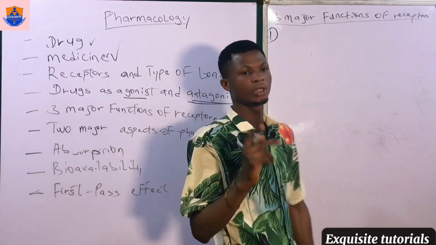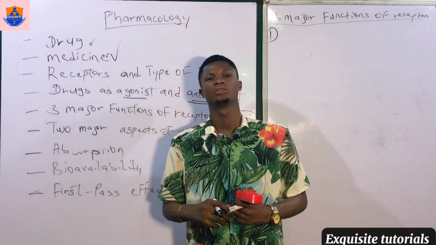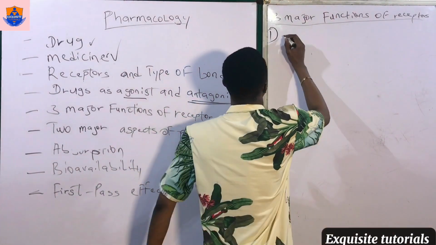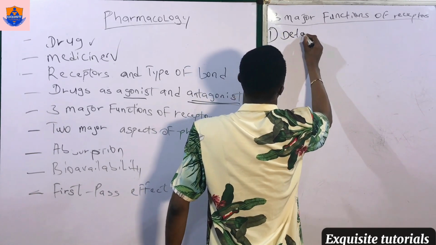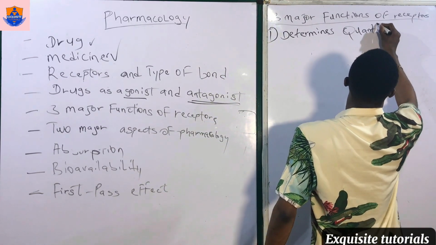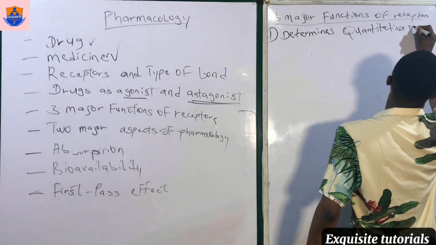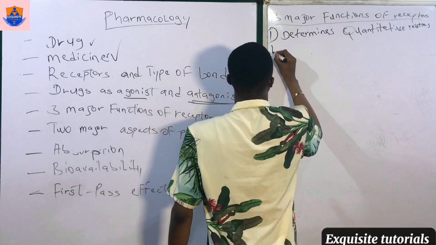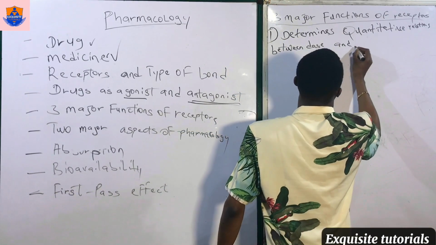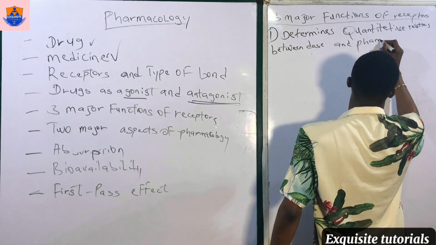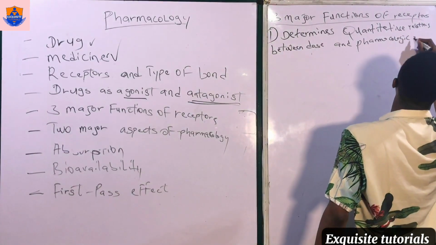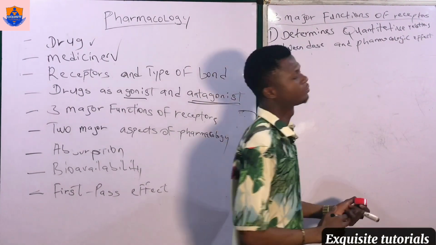Now one major function of receptors is that receptors determine the quantitative relation between dose and pharmacologic effect. Please note the word quantitative. Now what do we mean?